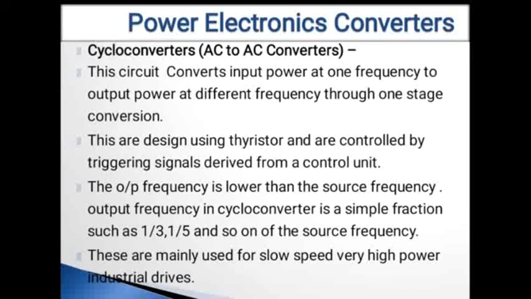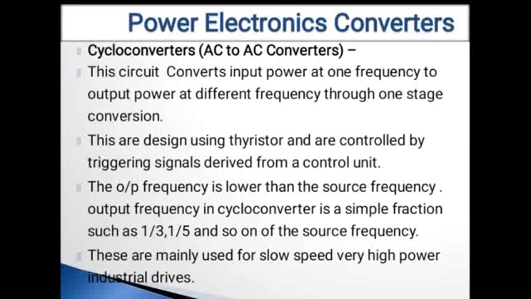These are designed using thyristors and are controlled by triggering signals derived from a control unit. The output frequency is lower than the source frequency. So this is the main phenomenon of cycloconverters. The output frequency in a cycloconverter is a simple fraction, such as 1 by 3, 1 by 5 and so on, of the source frequency. So this is the main significance of cycloconverters.